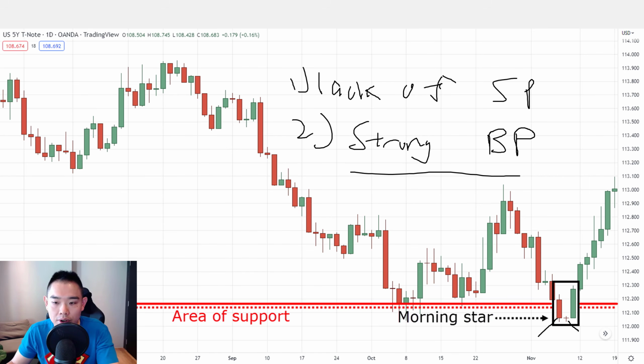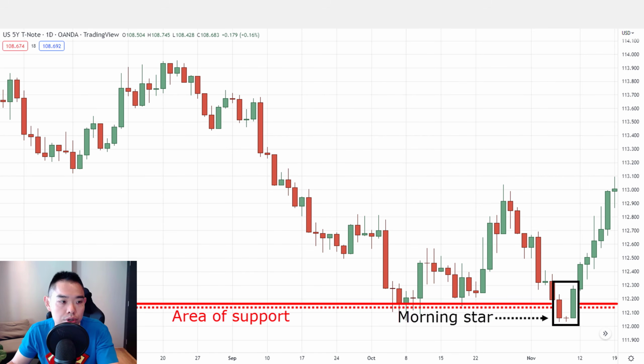And then what happened is that on the third candle, we have this strong bullish reversal candle. I think we can even call this a bullish engulfing pattern if you want, because it has engulfed the body of this candle over here. See, we have a strong bullish candle closing near the highs of the day. So at this point, it tells you that the buyers are temporarily in control.